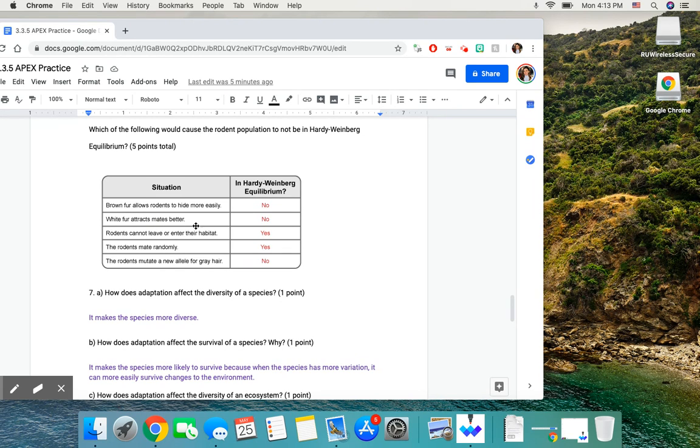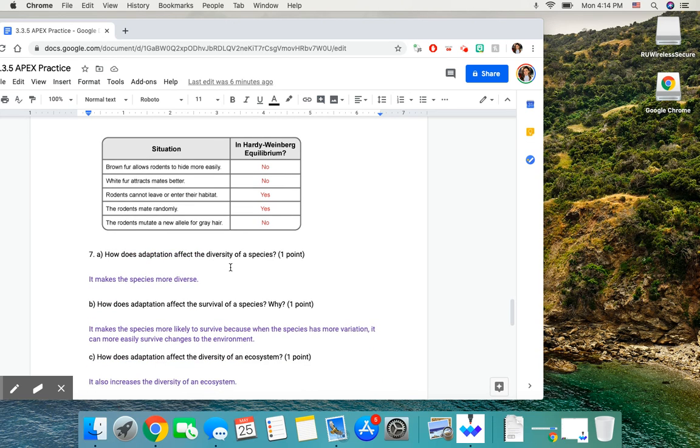White fur attracts mates better, so same thing, we want random mating. We don't want it to be selected off of attraction or anything like that, so that would be no. Rodents cannot leave or enter their habitat. Yes, because in Hardy-Weinberg, we don't want any migration in or out of the environment. Rodents mate randomly. Yes, that's what I said before. We want it to be random mating. The rodents mutate a new allele for gray hair. No. So in Hardy-Weinberg equilibrium, we do not want mutations. Okay? So that's why it would be no.